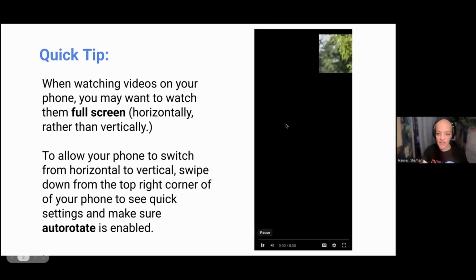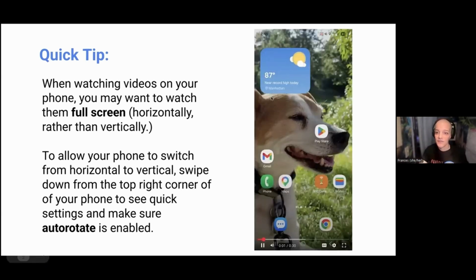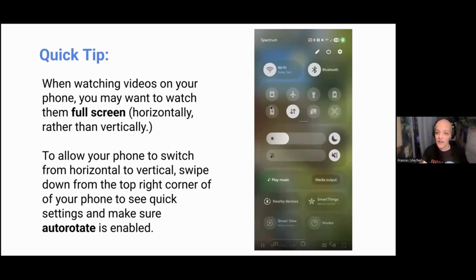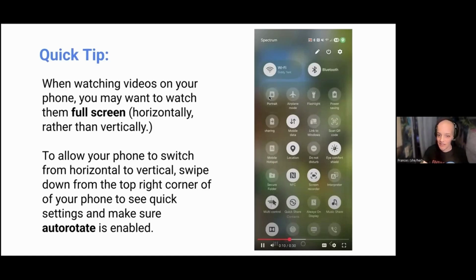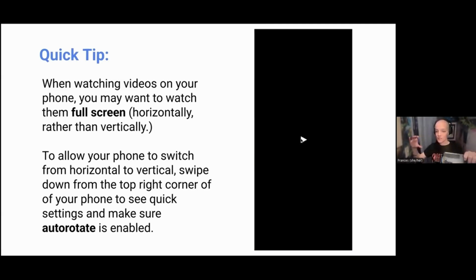I'm going to show you first for Android. You're going to swipe down from the top right corner of the screen to get your settings. And this is the button you want. You want it to look like that. It's going to say auto rotate on it. And what that means is when you turn your phone from vertical to horizontal, your picture will spread out on the whole screen horizontally and make it a bigger picture and easier to see.